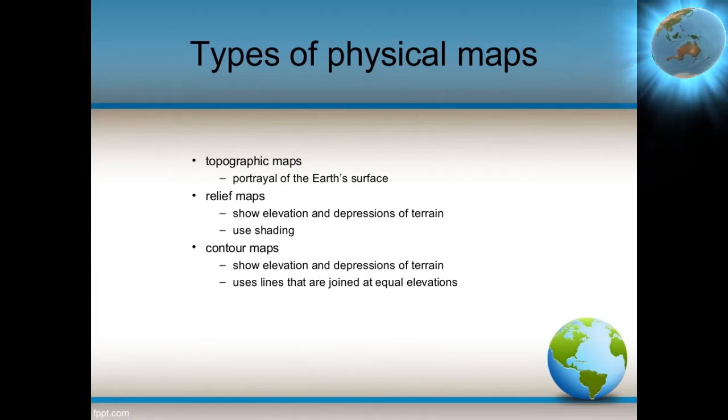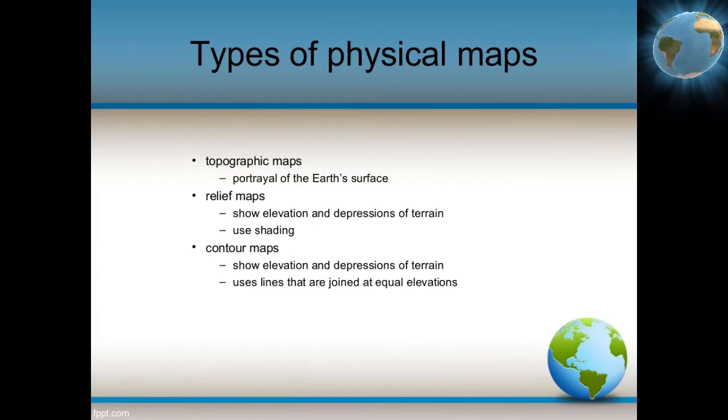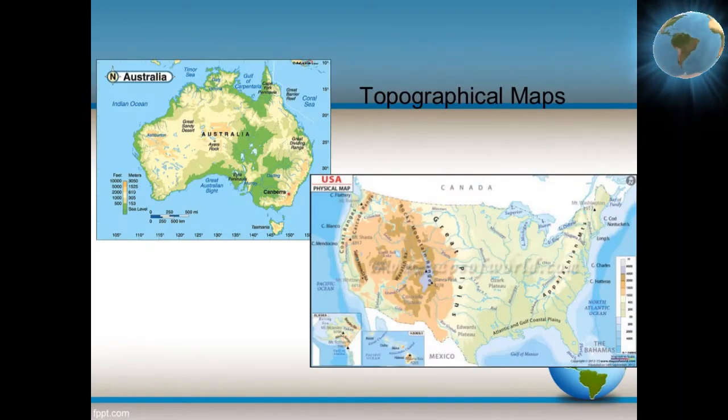And contour maps also show elevation and depressions of terrain, and they use lines that are joined at equal elevations. Okay, so relief maps use shadings, and contour maps use lines that are joined at equal elevations. So you need to remember that equal elevations, which is very, very important. Okay. Then comes the topographical maps.